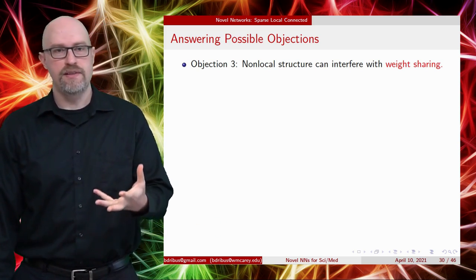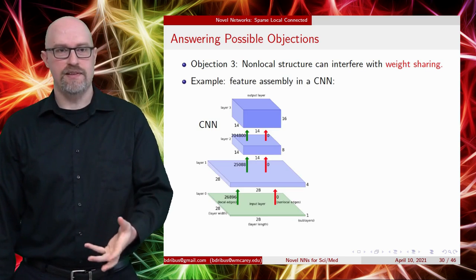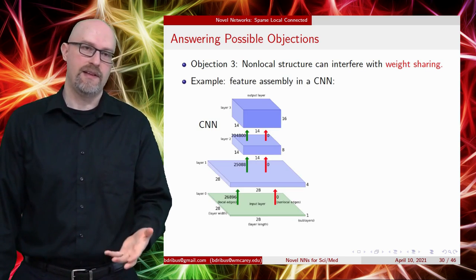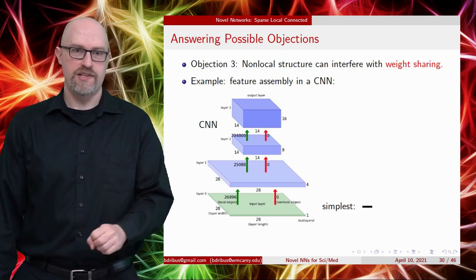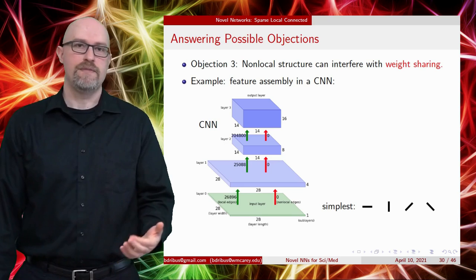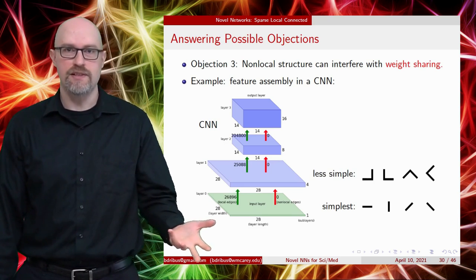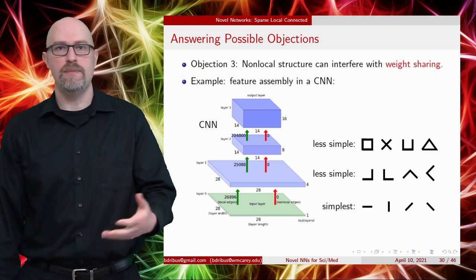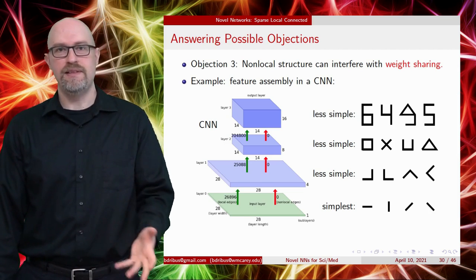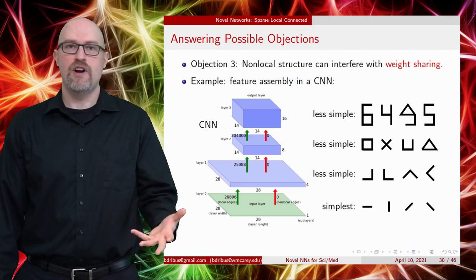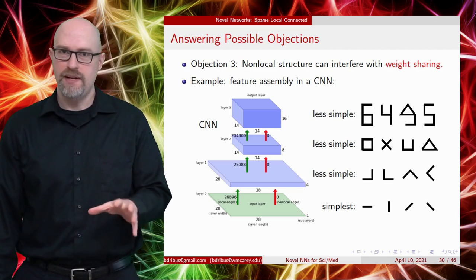Here is a familiar schematic description of feature assembly in an image recognition CNN. The input layer detects only simple local shapes. Subsequent layers progressively detect combinations of these simple shapes, which can eventually be recognized as objects with semantic meaning, such as digits. Any structure interfering with this process might be counterproductive.